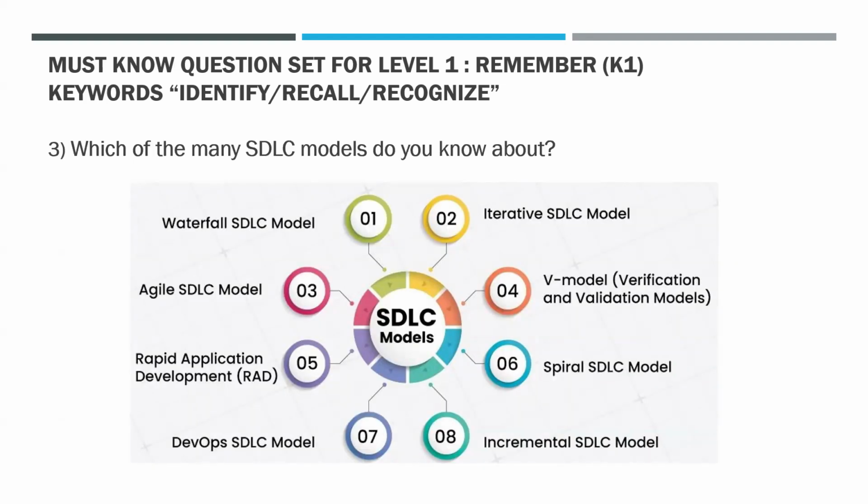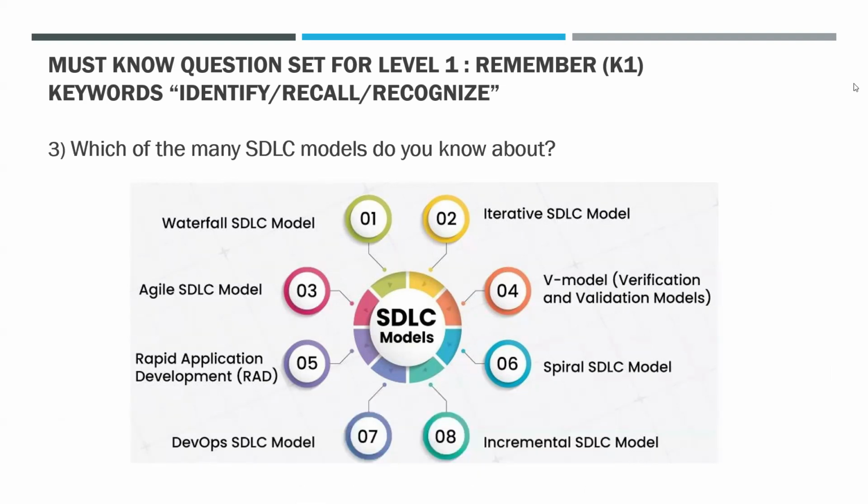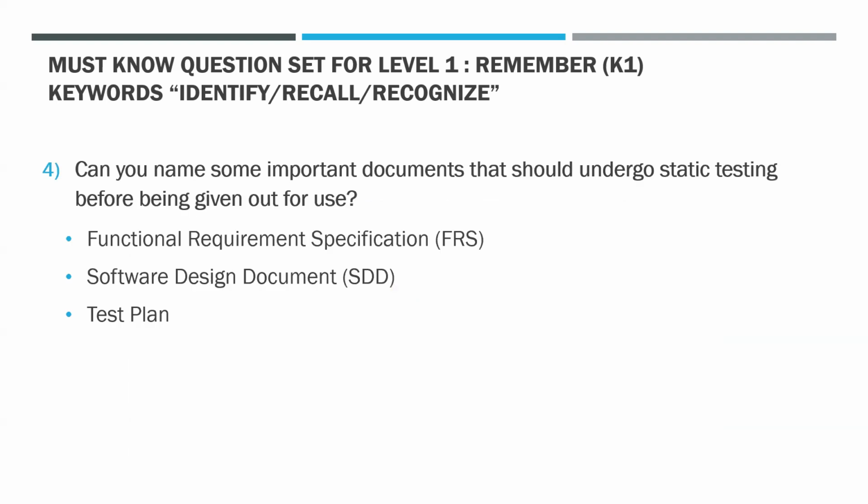Next question number 3 is, which of the many SDLC models do you know about? So it's the waterfall model, iterative model, agile model, V model, rapid application development, spiral model, DevOps model, and the incremental model. Question number 4. Can you name some important documents that should undergo static testing before being given out for use? Well, some of such documents are the functional requirement specification, the software design document, and the test plan.